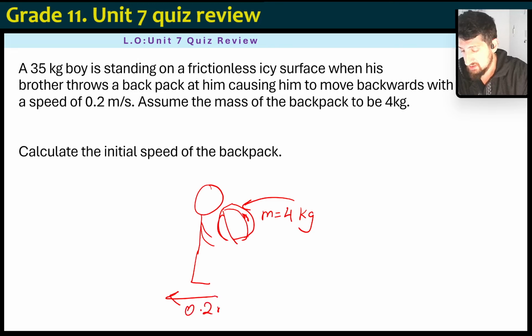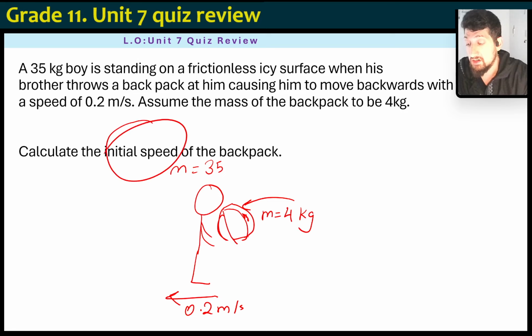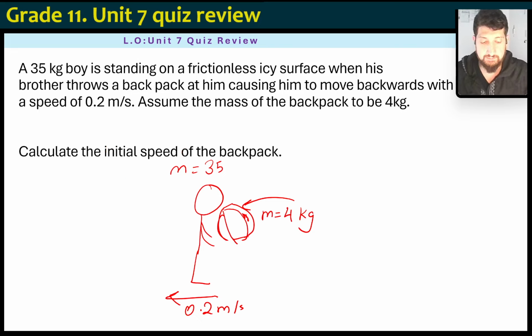And they both move backwards at 0.2 meters per second. So this time it's slightly different. We have the mass of the boy, the mass of the backpack, and we have the velocity afterwards, which means we have the momentum after, not before. What is it asking for? It's asking for the initial speed of the bag. So how fast was it moving when the boy received the bag? How fast did the brother throw the bag at the boy?